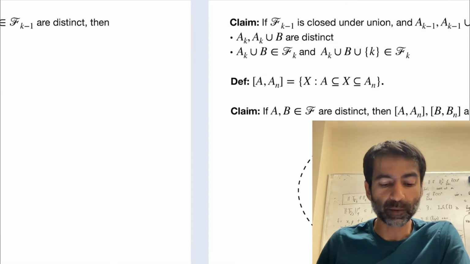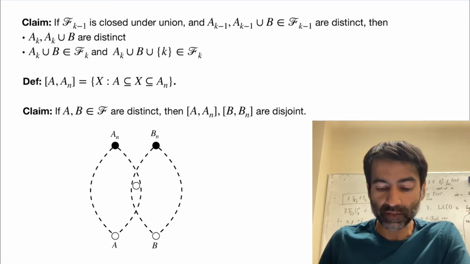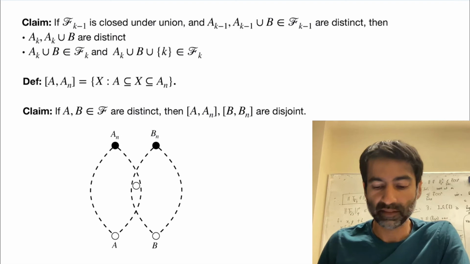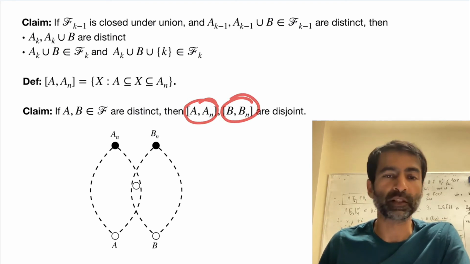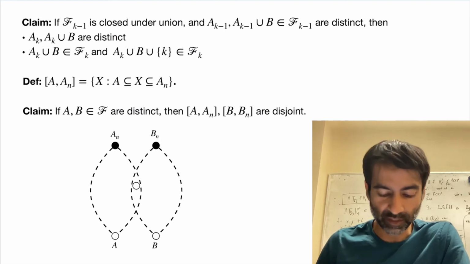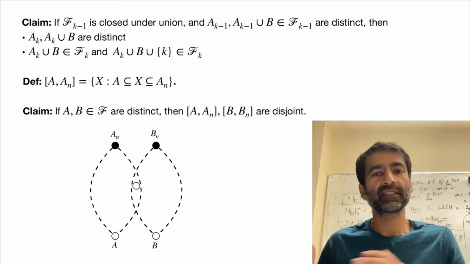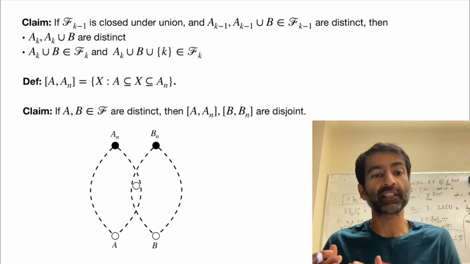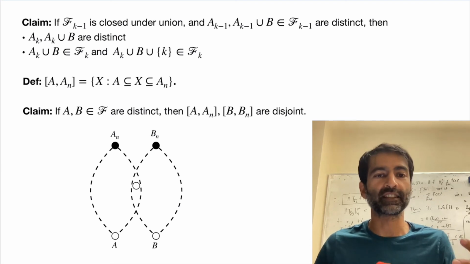And another consequence of this claim is that if you have two distinct sets A and B, and you have the interval corresponding to A and the interval corresponding to B, then the claim is that these two intervals must actually be disjoint. In other words, A has some trajectory that goes through this interval here, and B has another trajectory. But not only can these two trajectories not touch each other, they actually have to remain quite far from each other. The entire intervals have to be disjoint.